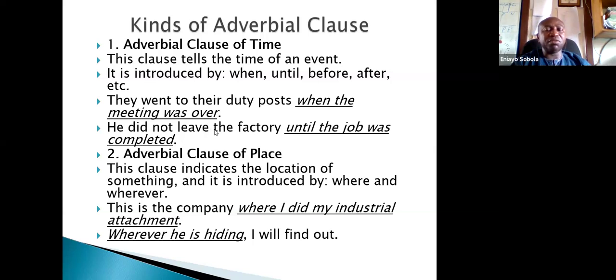Another one, he did not leave the factory until the job was completed. Until the job was completed indicates the period also.